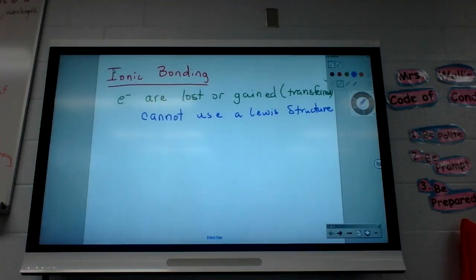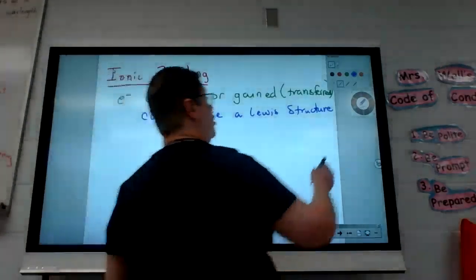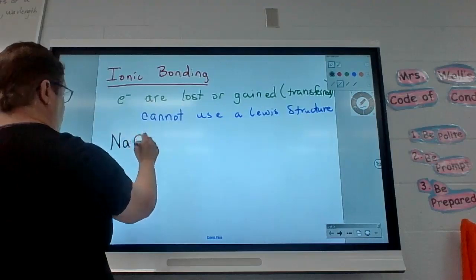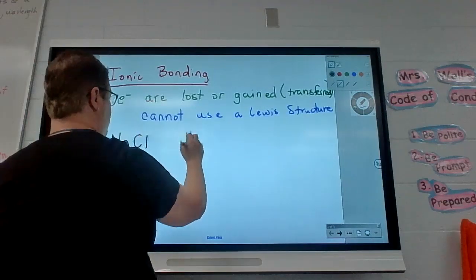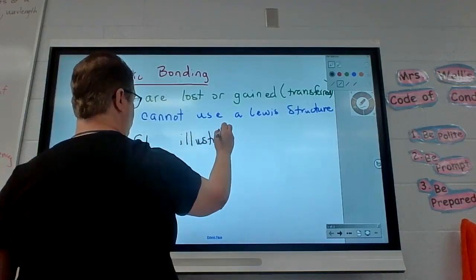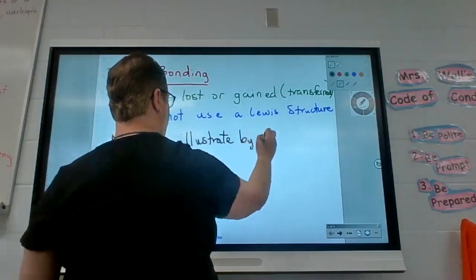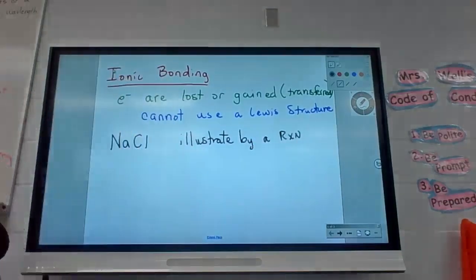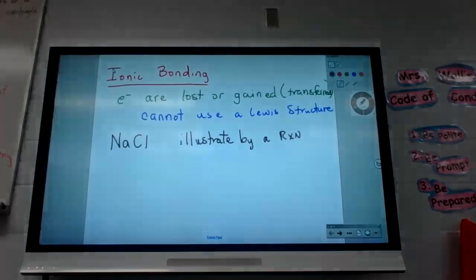Now, so how are we going to show that electrons are lost or gained? Well, let's say that we have NaCl. We illustrate these by a reaction. It's very similar to what we've already done this semester by drawing a chemical reaction. Except that we're going to show where the electrons begin and where they go. All right? So what two elements make up NaCl?